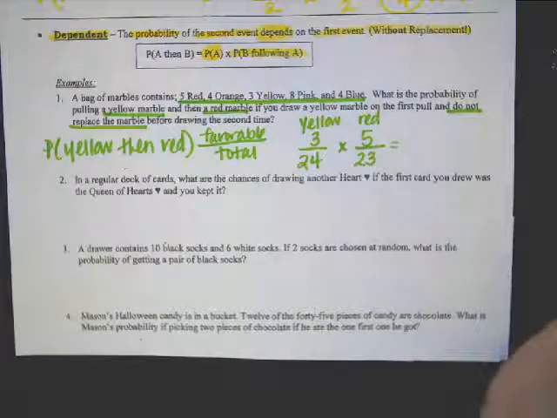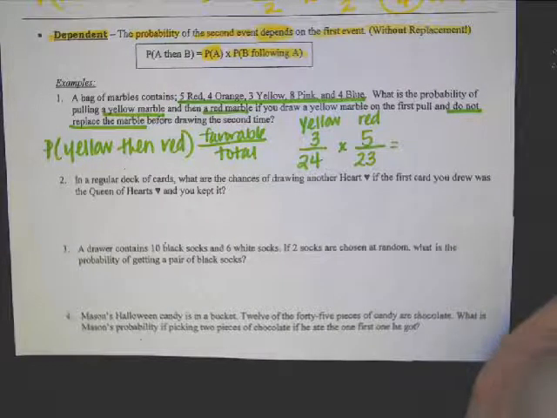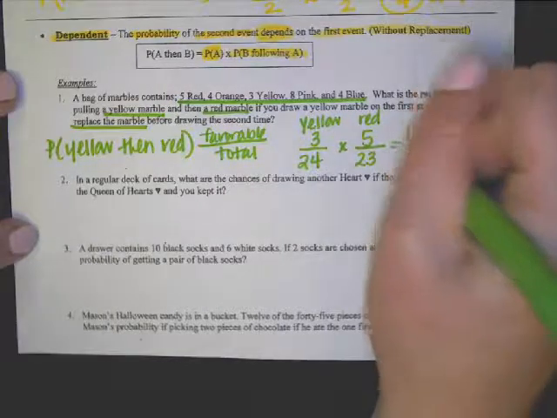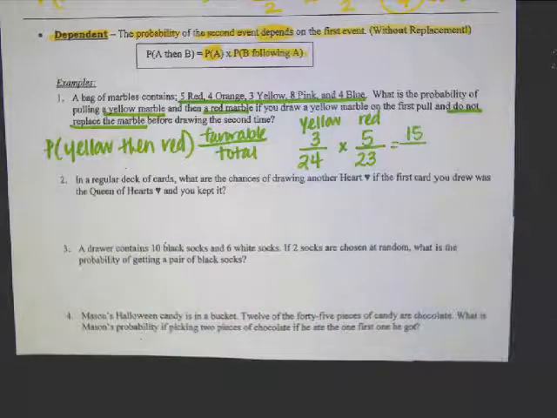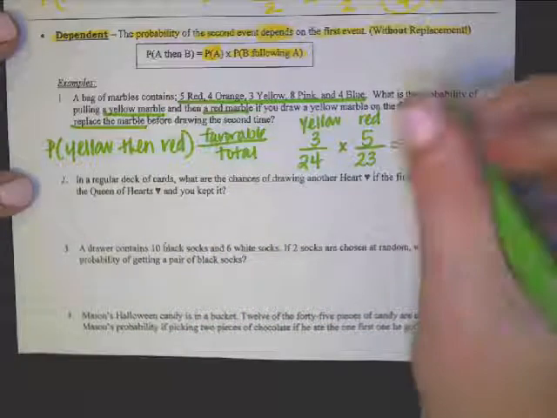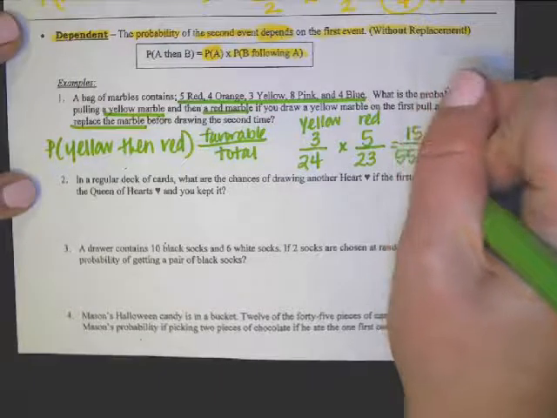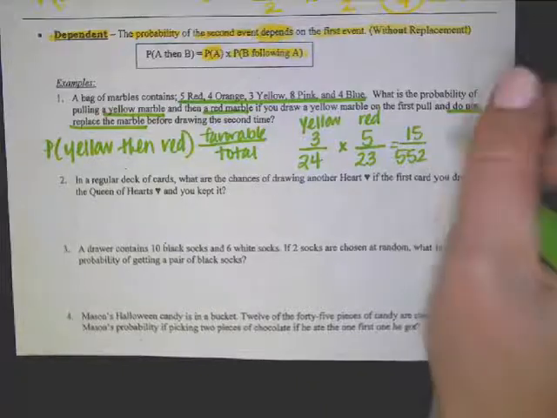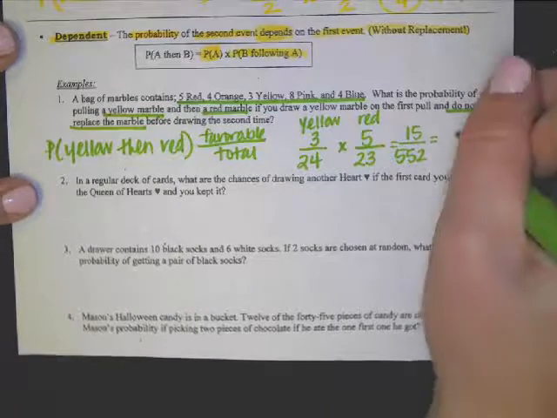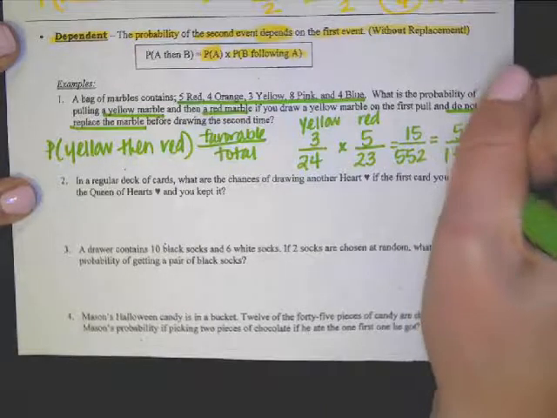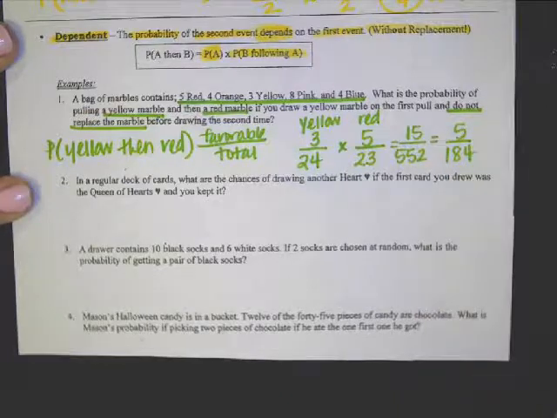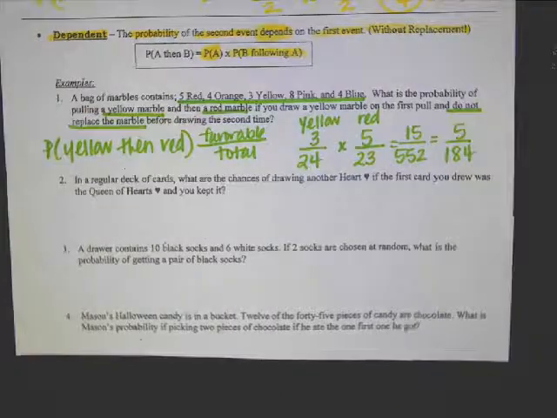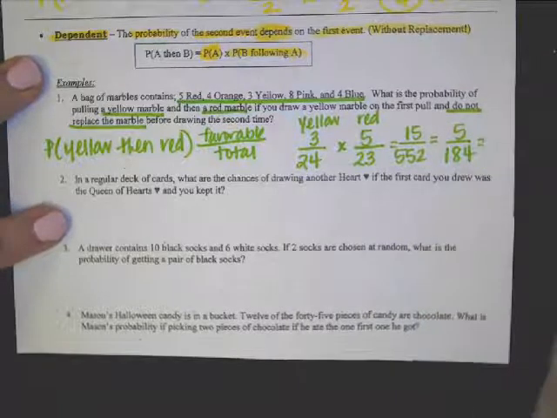3 times 5 is 15. And now we need to multiply 24 times 23. 24 times 23 is 552. Looking at this, I know I can simplify. My simplified version here is 5 over 184. If we were to write this as a percent, it would give us about 2.7%.